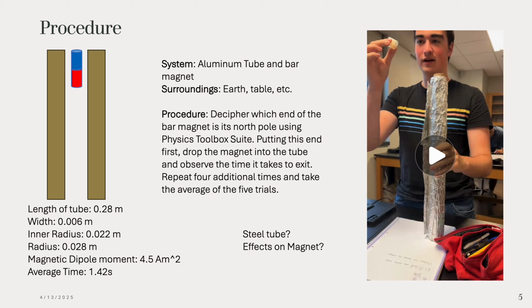So here's the actual experiment, where we have a bar magnet falling through the aluminum tube. I'll let you read the procedure right there.